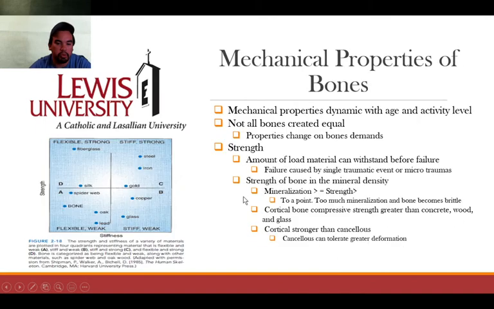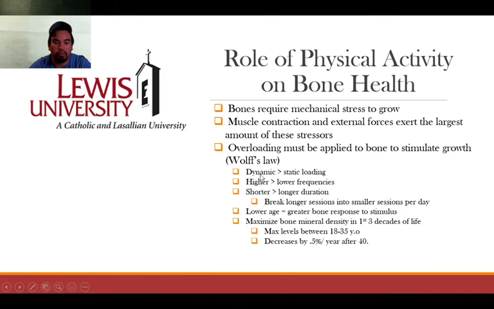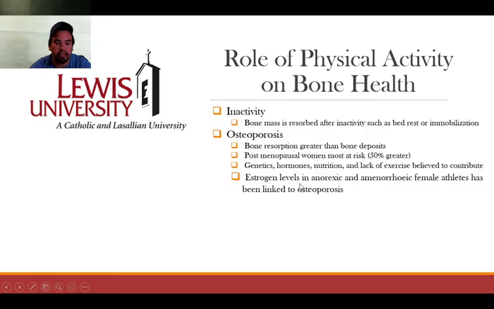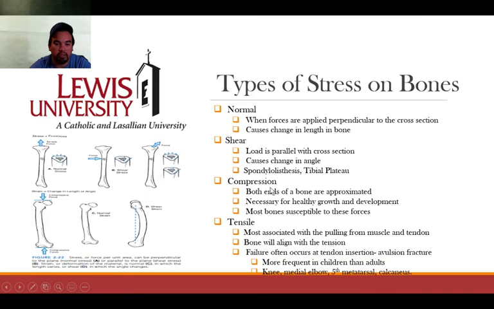So go back to what we were talking about earlier, where we talk about this right here. This is our key. When we break that, we have a long duration, static load. It can't handle this compression force, and you start to get some of these compression type fractures. Then you get a tensile load. This is most associated with the pulling of muscles and tendons. Bone will align with the tension.